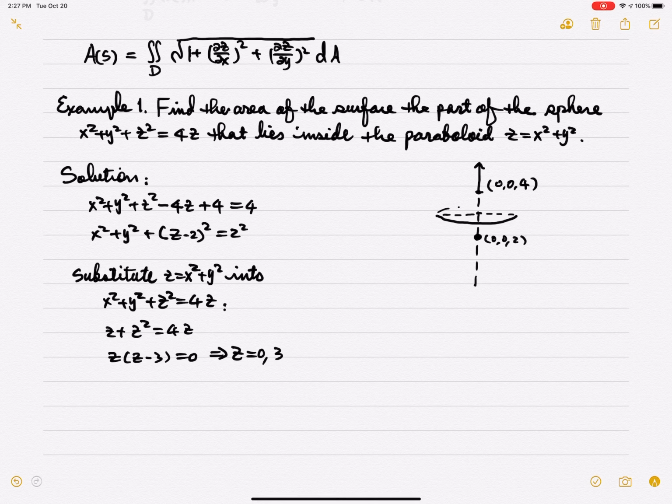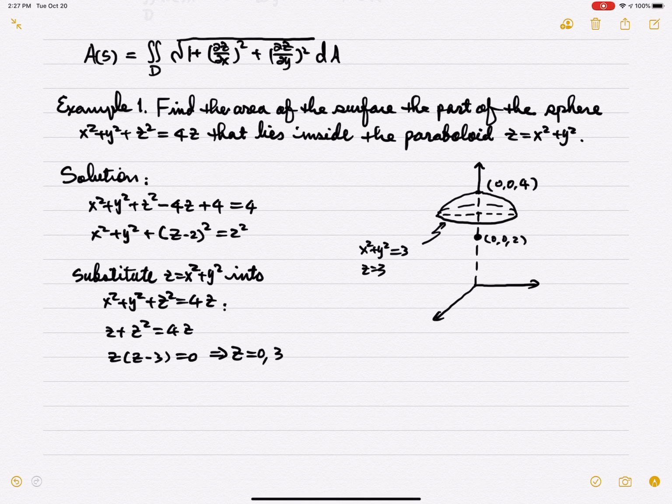Okay, how about we put it like this? We have this circle. Now this circle, of course, is x squared plus y squared equal to 3, of course z equal to 3. And then this is a part of the sphere. And this is the y-axis, this is the x-axis.